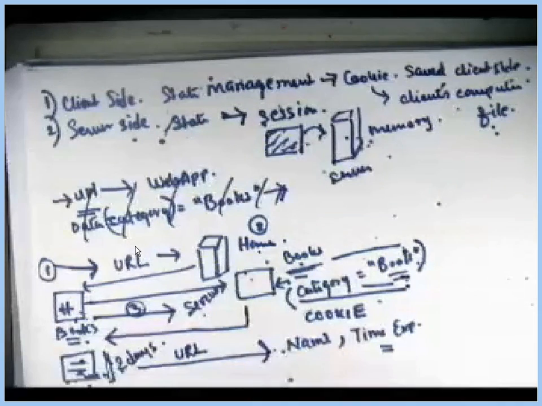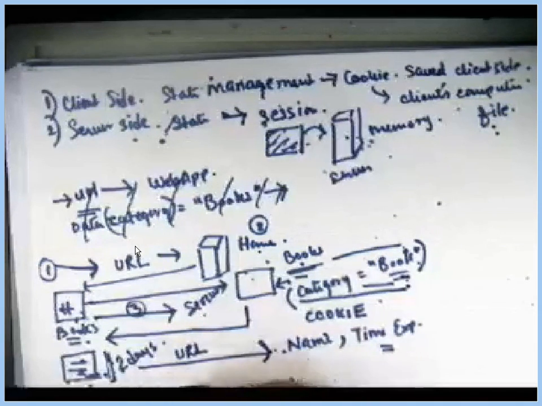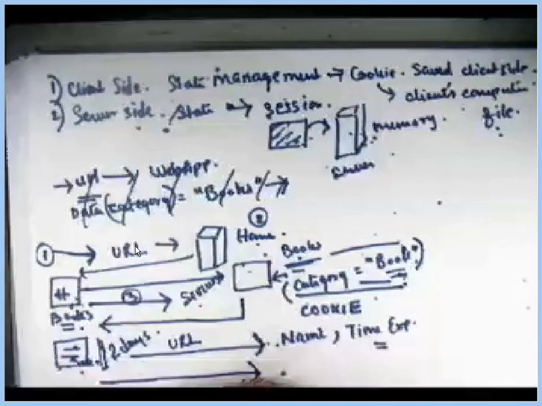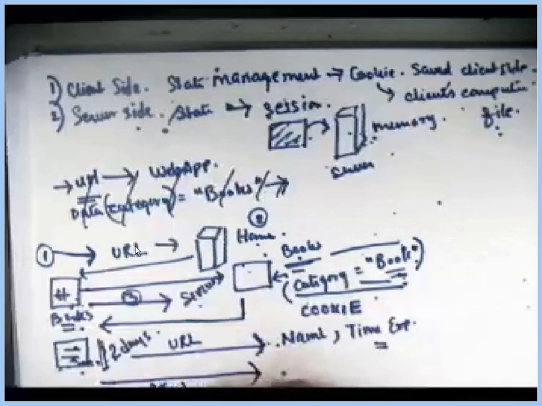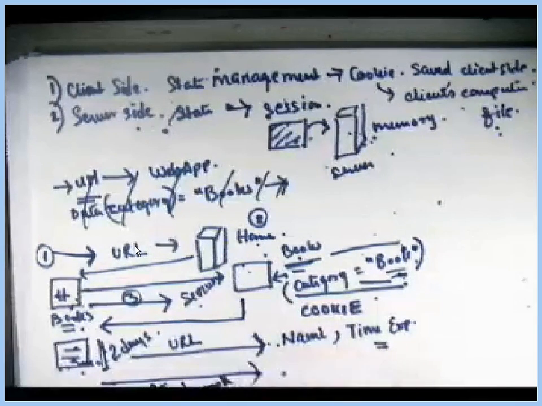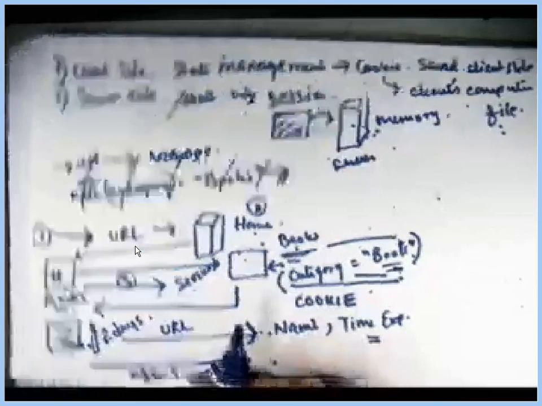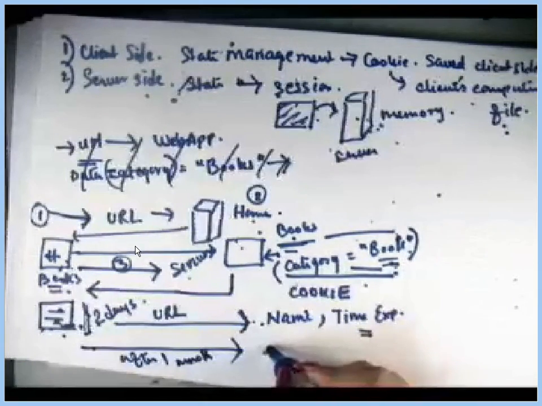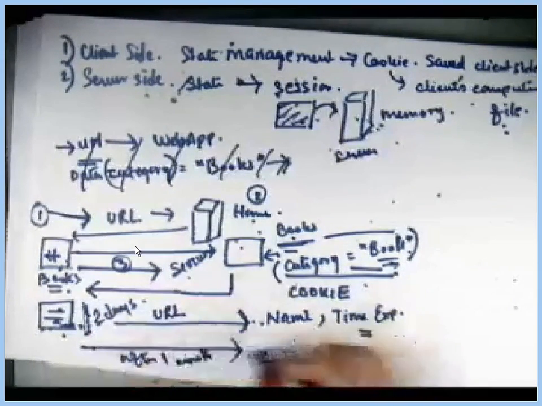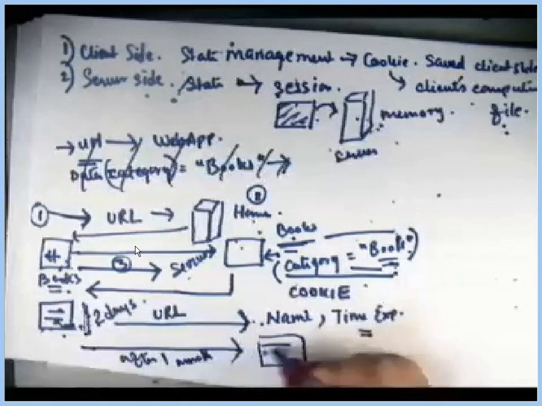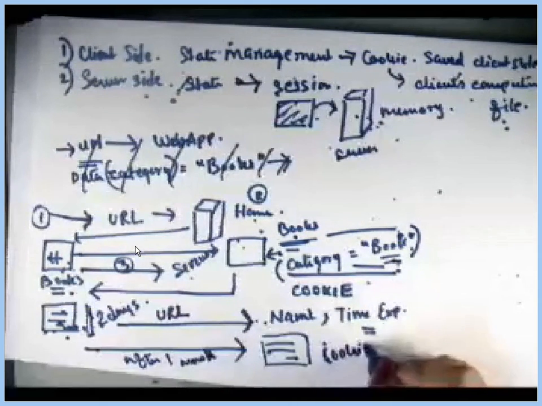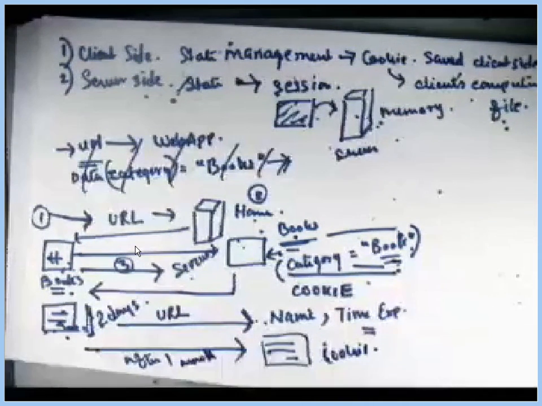But let's assume that you are accessing the same site after some 10-20 days, or maybe after a month. What happens? Automatically the cookie information will have expired by then. Then again, whatever browsing you do over here, according to that, a new cookie would be saved. So in a way, cookies are useful, but they also have some pros and cons.